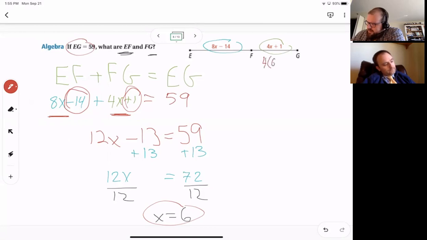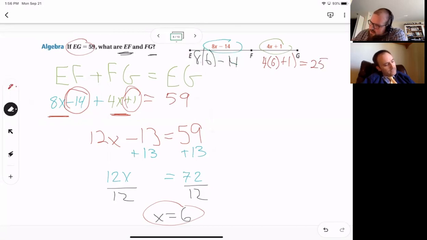4 times 6. You said 4, and so I wrote down 4. Oopsies. 25. I don't know why I have an extra. 48 minus 14, so that's 34. And does 34 plus 25 equal 59? Well, 30 plus 20 is 50, and 4 plus 5 is 9, so yes. Beautiful.